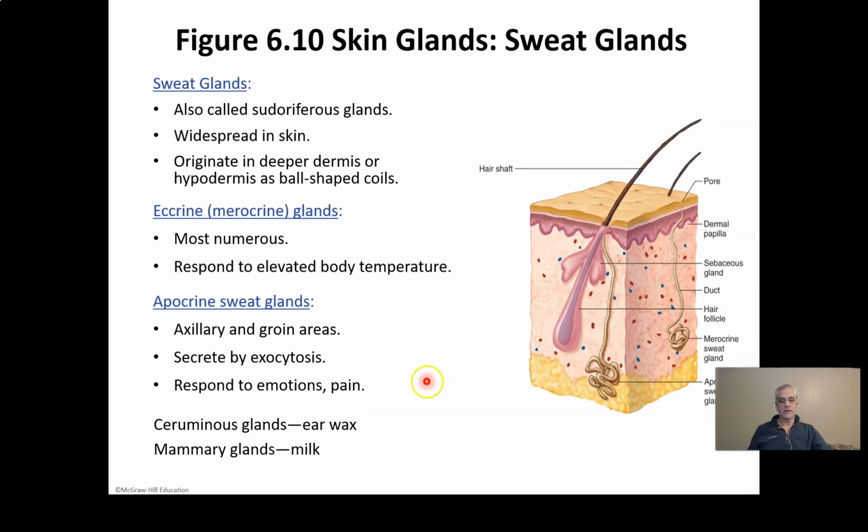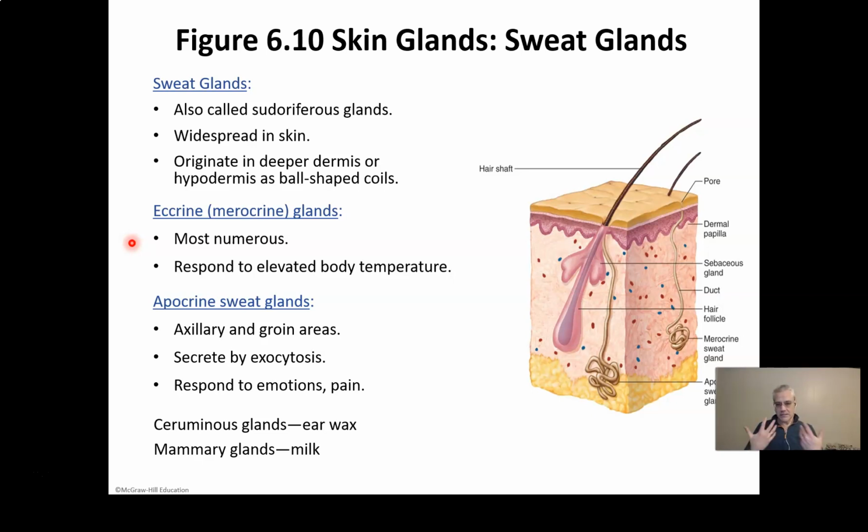There we go. Okay, more skin glands: sweat glands. You really have two big kinds of sweat glands. The one that you're more used to is what are called eccrine or merocrine sweat glands. These glands are found almost all over the body, with a couple of exceptions. They are the things that you know and love about sweat glands, right? They're the things that keep you cool when it's a hot day in the summer, or you're exercising.